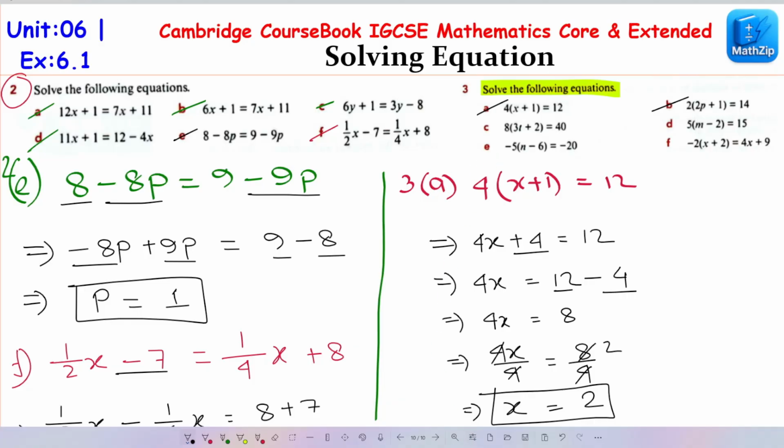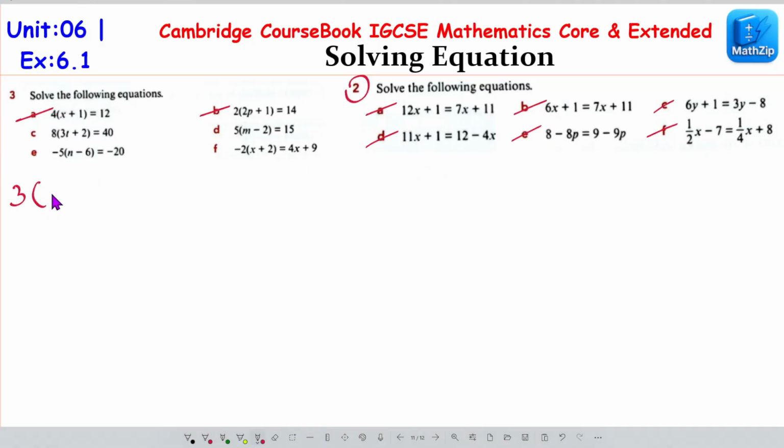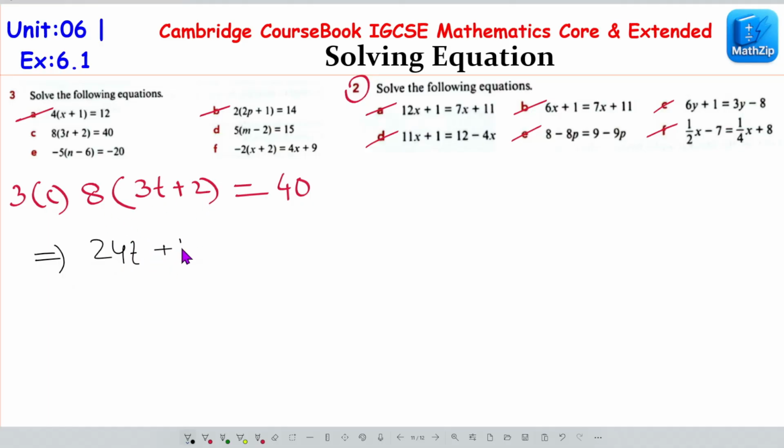Now we will start C. 3c. 8 times (3t plus 2) equals 40. So first, 8 times 3 is 24. So 24t plus 8 times 2 is 16 equals 40. Then 24t equals 40 minus 16.